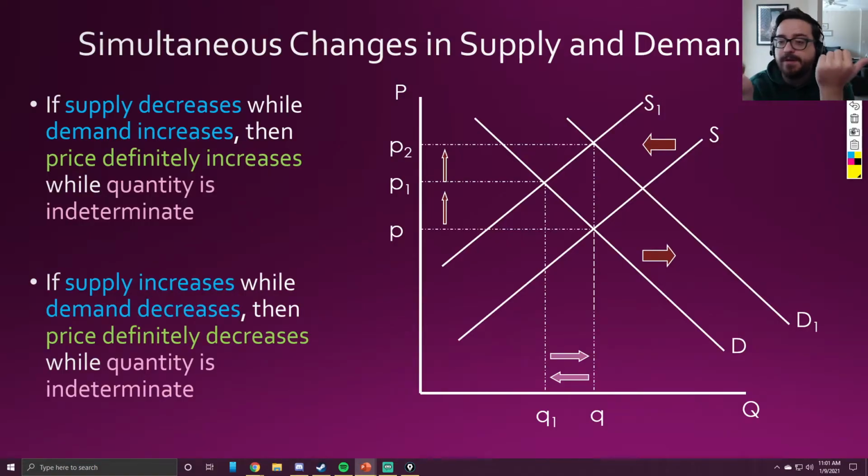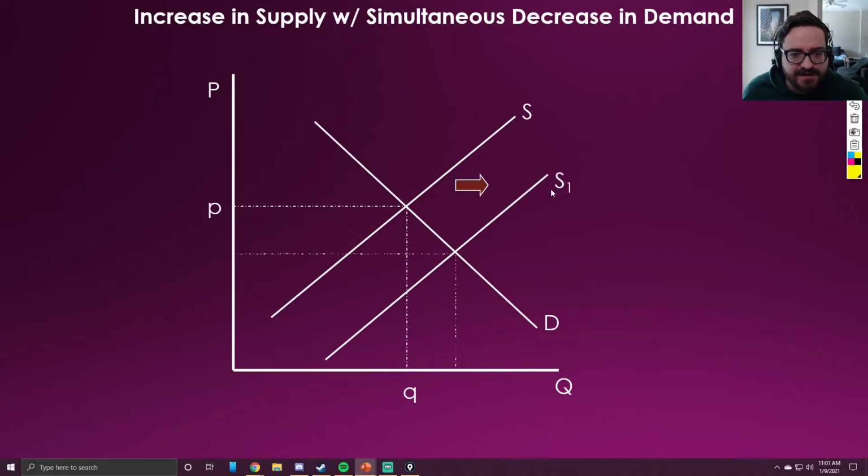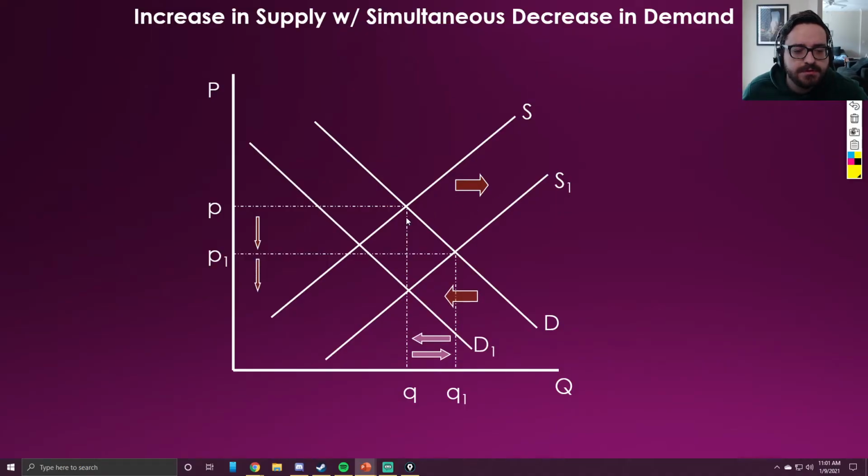So quantity is indeterminate. I know if I increase demand, things get more expensive. I know if I decrease supply, things get more expensive. So price is going to go up. But I don't know what happens to quantity. If I did the opposite, if I increased supply and decreased demand, I would see it go down. Like overall, the X shape that we looked at is shifting downward. Remember, that's my initial equilibrium where S and D meet. This spot right there is my new equilibrium where S1 and D1 meet.